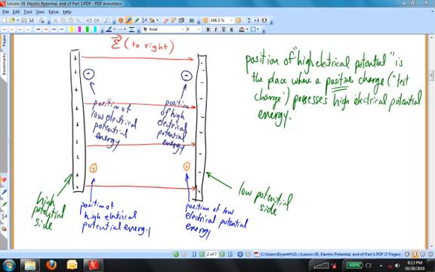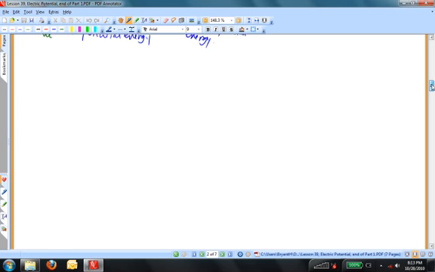Now that we've been introduced to this idea of electrical potential, we want to approach some numerical problems, because ultimately that's how you're going to have to work things on the AP exam. What are the important equations that we're going to be dealing with?